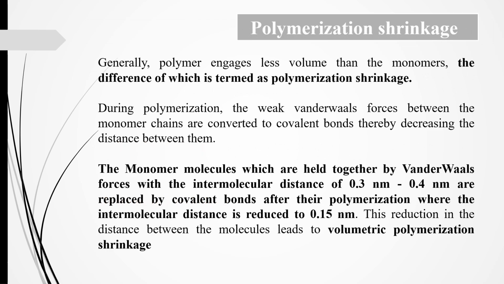So polymerization shrinkage: generally, polymer engages less volume than the monomers, the difference of which is termed polymerization shrinkage. During polymerization, the weak van der Waals forces between the monomer chains are converted to covalent bonds, thereby decreasing the distance between them. The monomer molecules, which are held together by van der Waals forces with an intermolecular distance of 0.3 nanometers to 0.4 nanometers, are replaced by covalent bonds after polymerization, where the intermolecular distance is reduced to 0.15 nanometers. This reduction in the distance between the molecules leads to volumetric polymerization shrinkage.